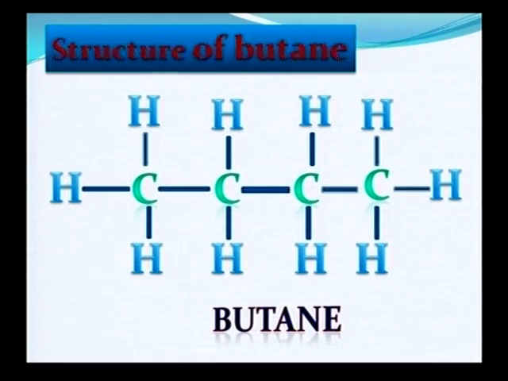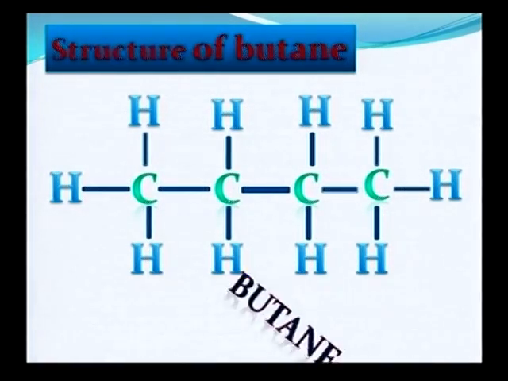Let me see here. The structure of butane: how many carbons are there? 4 carbons. And how many hydrogens are there? Yes, count it: 1, 2, 3, 4, 5, 6, 7, 8, 9, 10. It's right. So butane converts to what? Let me see here.